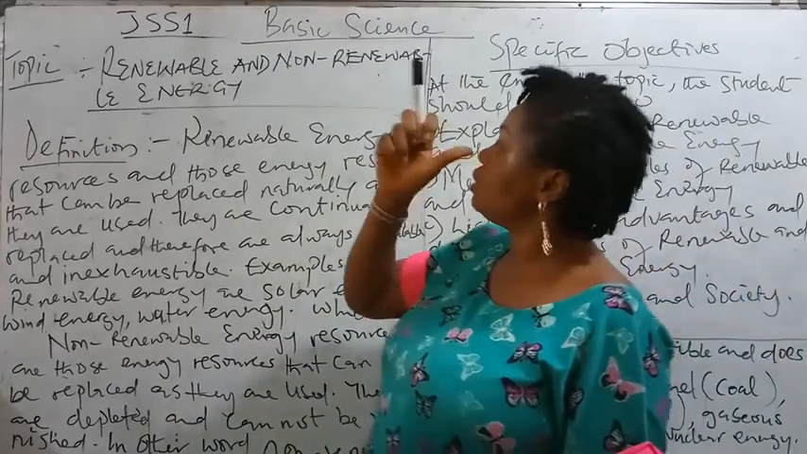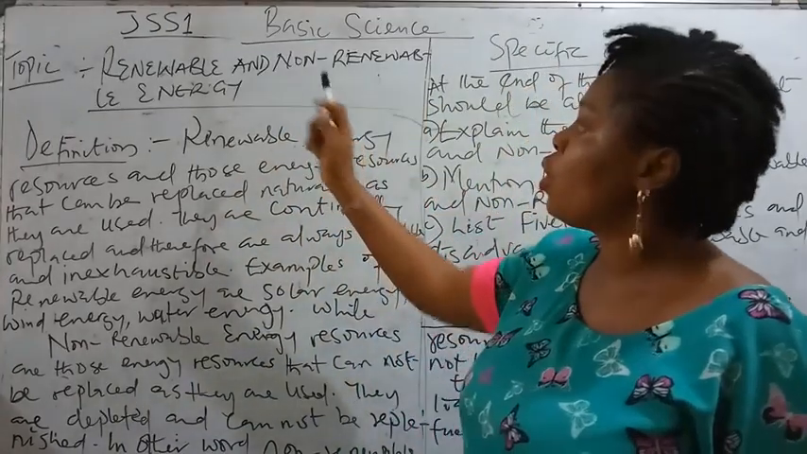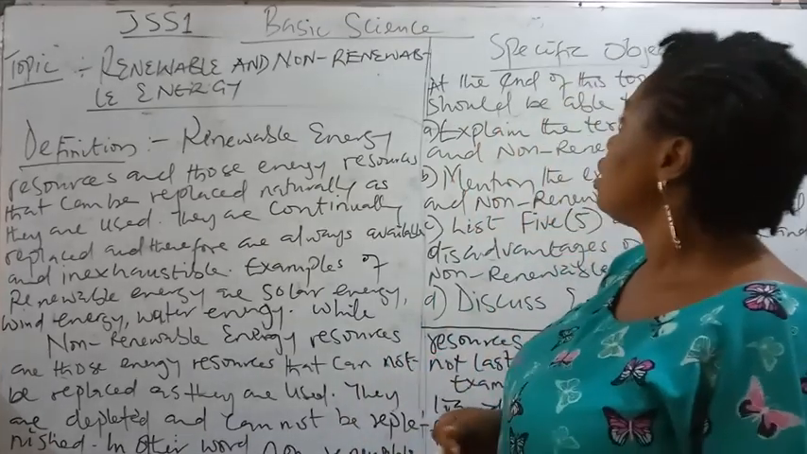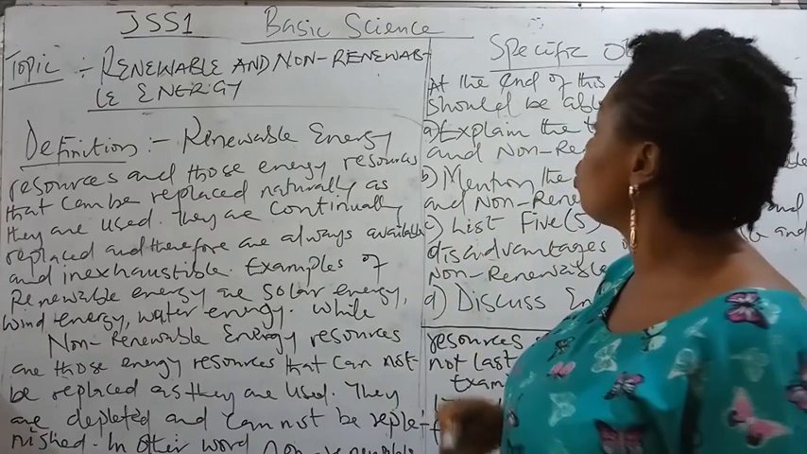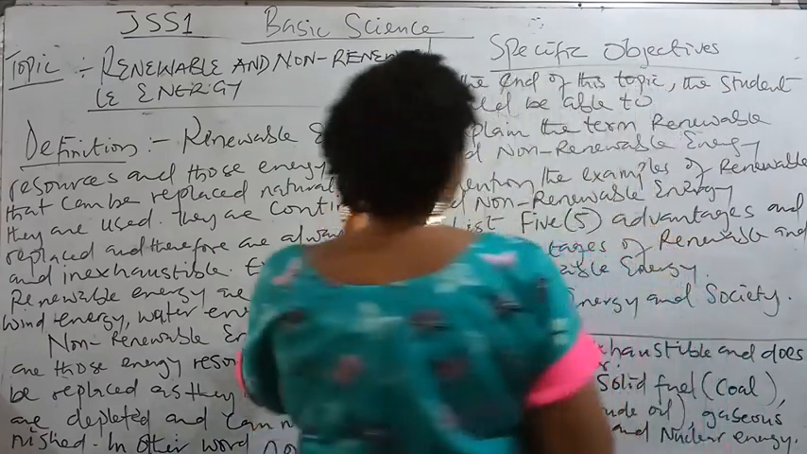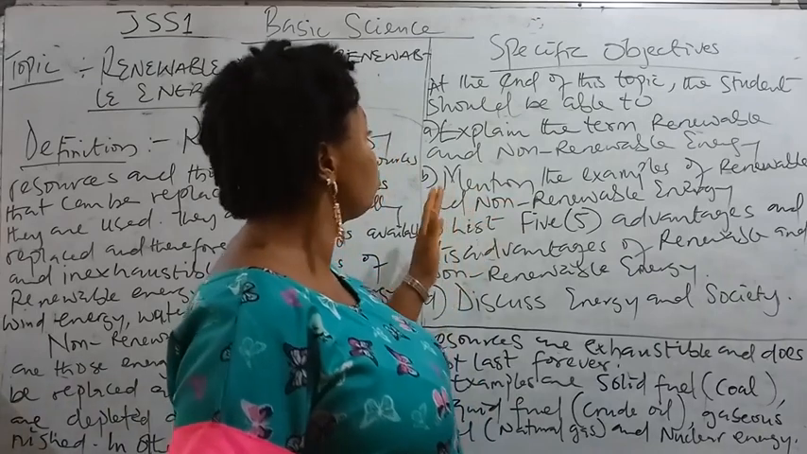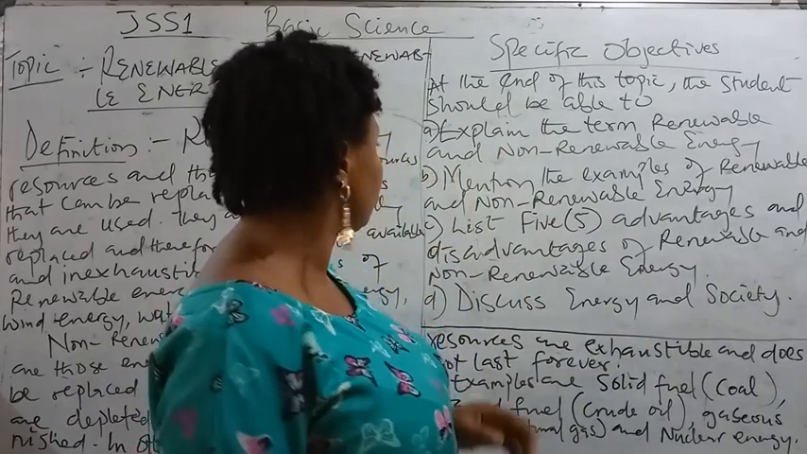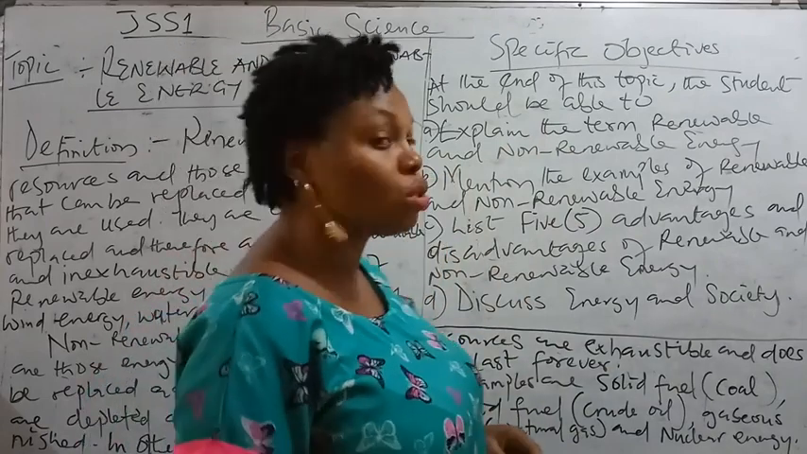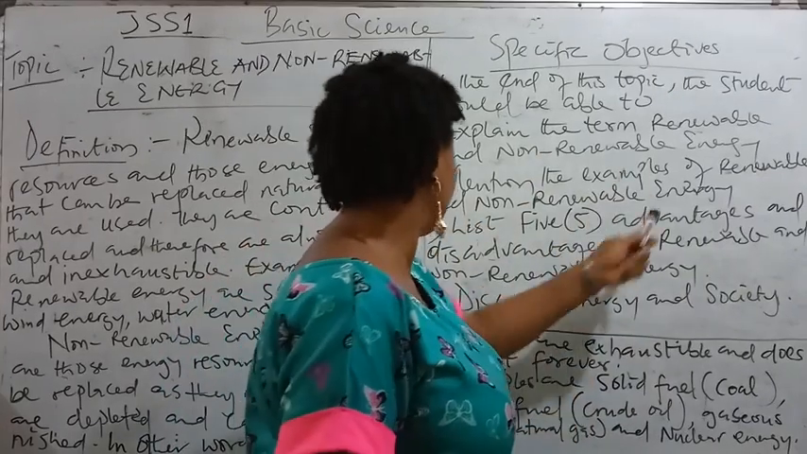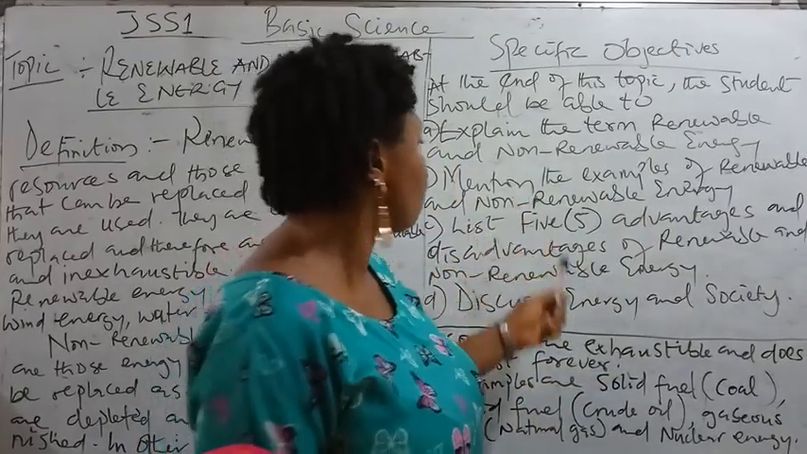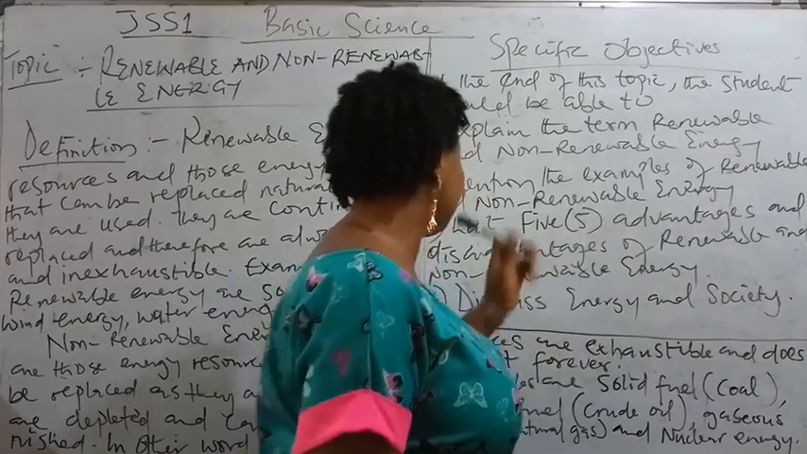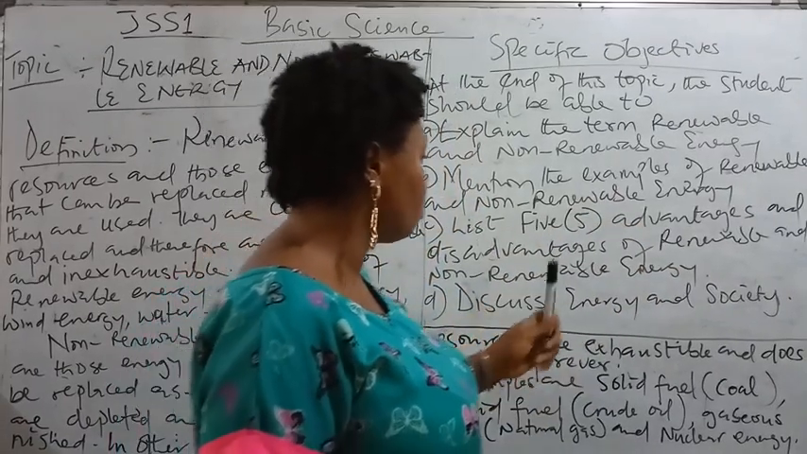You can see on the board this topic for JSS1: renewable and non-renewable energy. That is what we'll be focusing on today. The specific objective of this class is that at the end of this topic, every student will be able to: A, explain the terms renewable and non-renewable energy; B, mention examples of renewable and non-renewable energy; C, list five advantages and disadvantages of renewable and non-renewable energy.